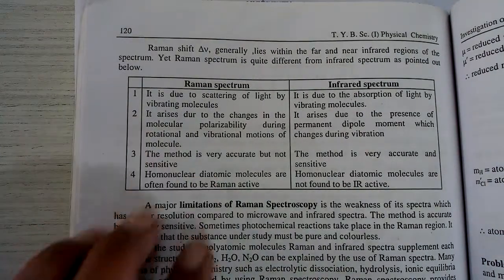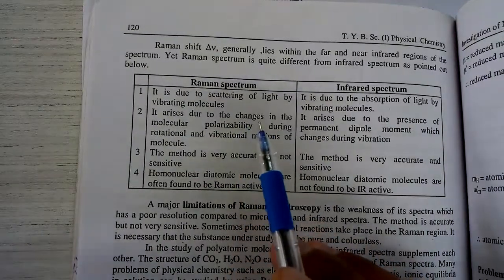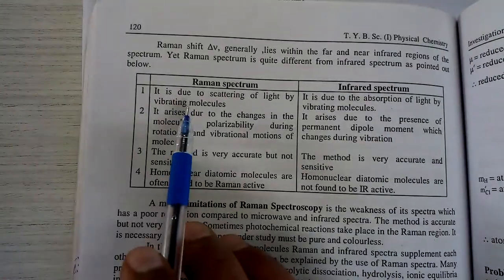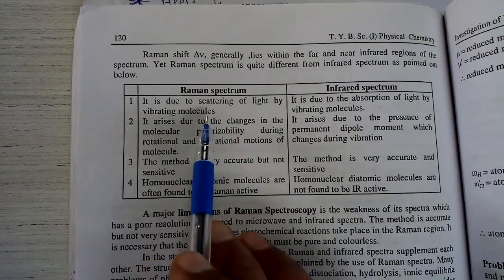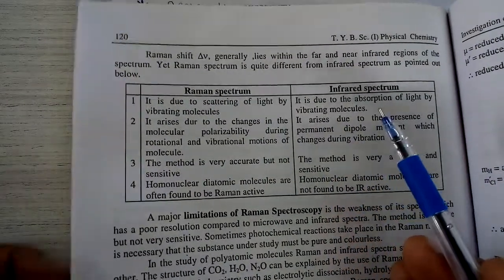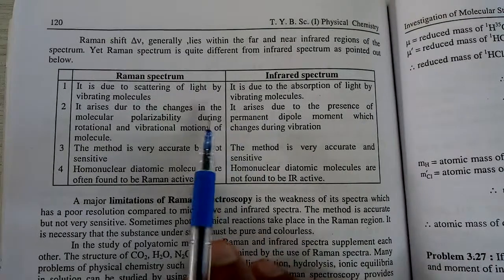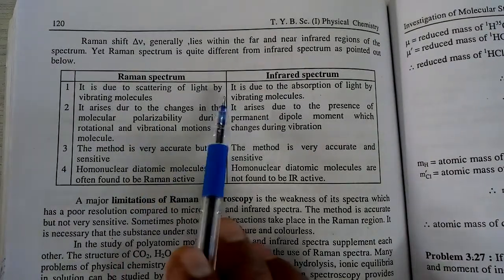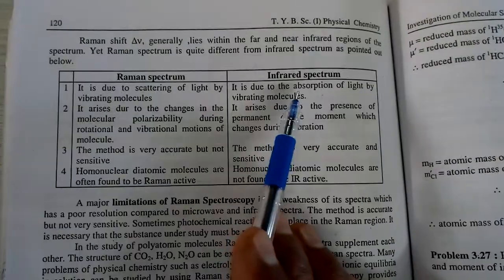The first point as far as Raman and IR spectra are concerned is that Raman spectroscopy is obtained due to the scattering of light by vibrating molecules. We know very well that Raman spectroscopy is of the type of scattering of light. On the other hand, infrared spectroscopy is due to absorption of light by vibrating molecules. So this is the first point of differentiation between these two spectroscopies. First is obtained due to scattering of light, while second is obtained due to the absorption of light.